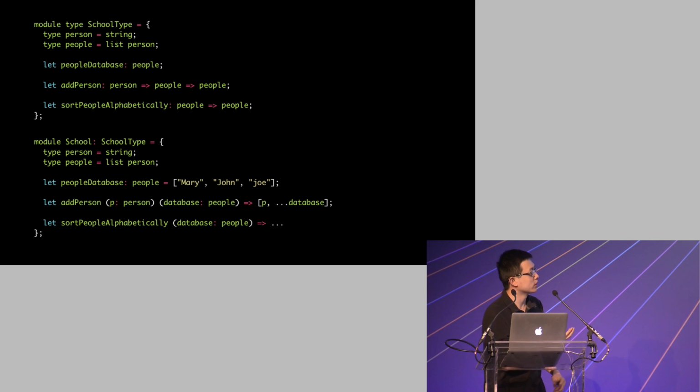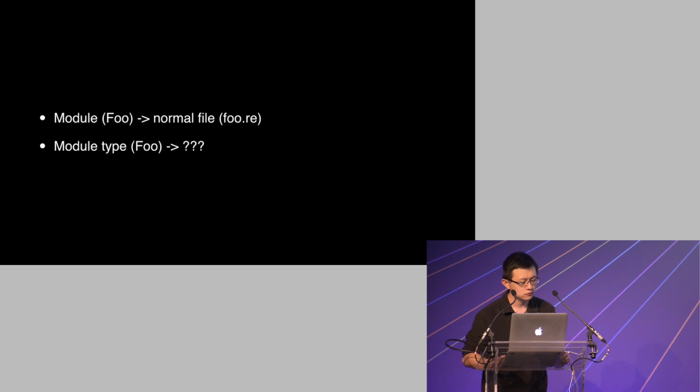Or you can, if you want, explicitly type it out yourself. This is not too complicated, but do you see how immediately useful this is? How powerful this is, but how concretely, immediately useful this also can be. Since a module, a foo module, maps to a normal file, foo.re, what does a module type map to?